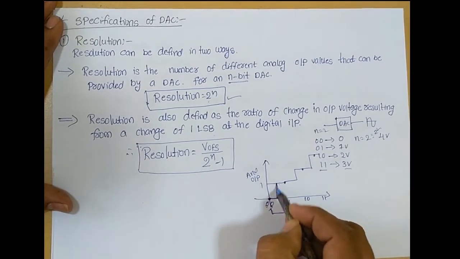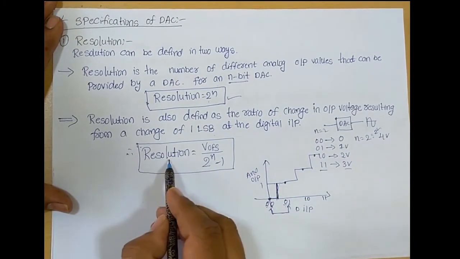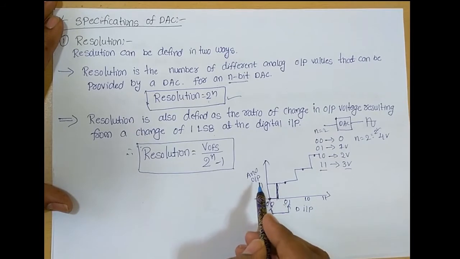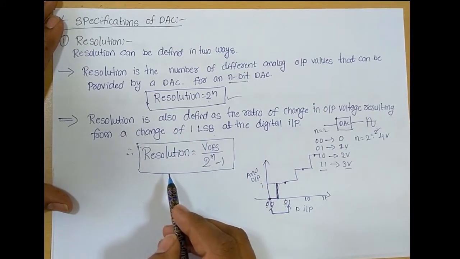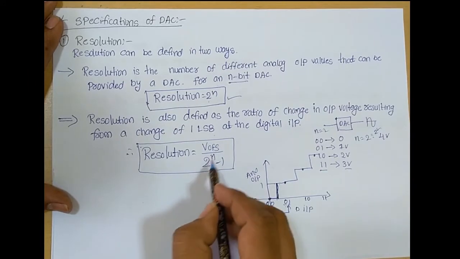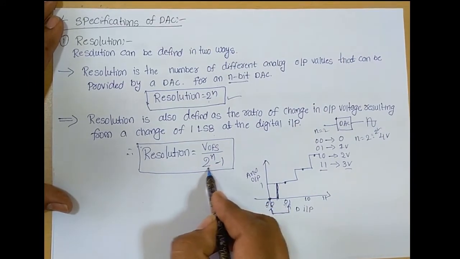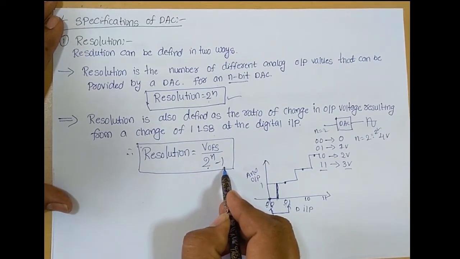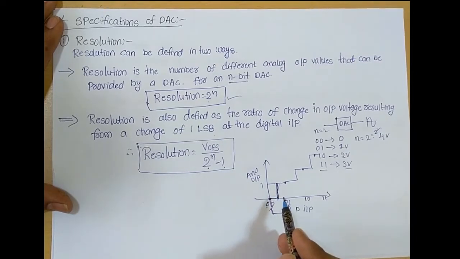step size. So the resolution or the step size in the digital to analog conversion is the full scale output voltage divided by 2 power n minus 1. Here this 2 power n minus 1 indicates the total number of step levels in the digital to analog converter response.